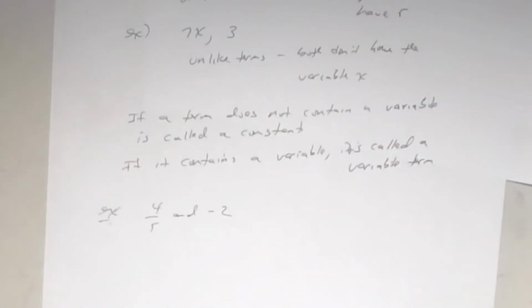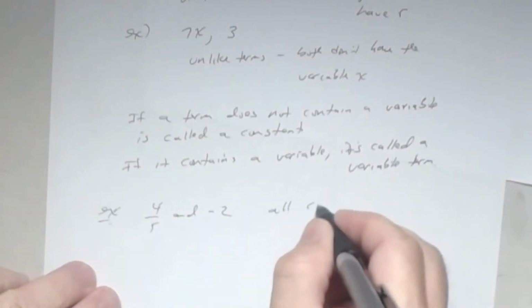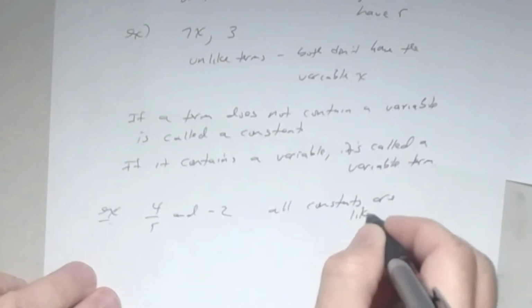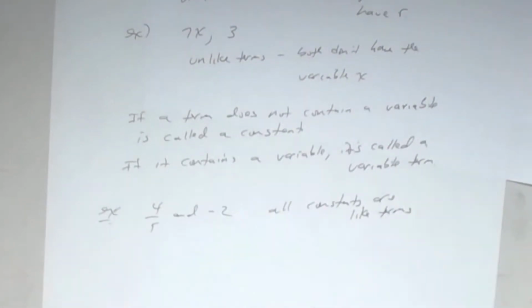Yes, you did that last semester when you added and subtracted fractions, right? So these are called constants, right? So all constants are like terms. So these are like terms. You're just used to, when dealing with terms, dealing mostly with terms that contain variables, but constants are like terms. They're both constants here.